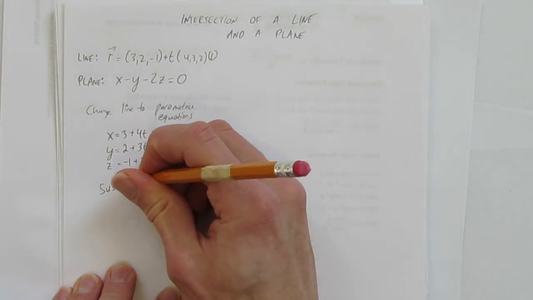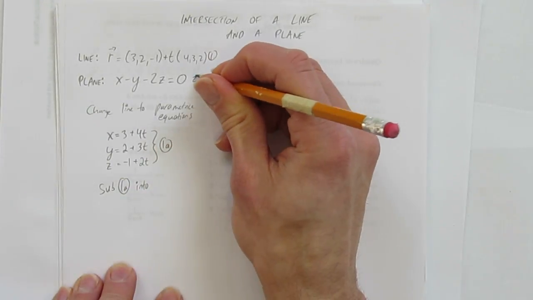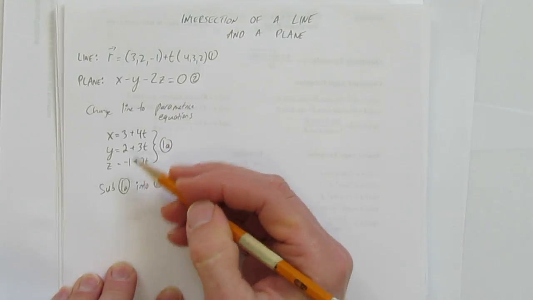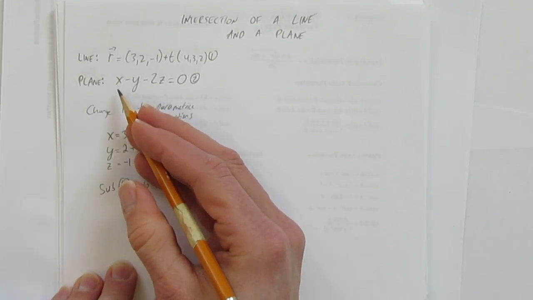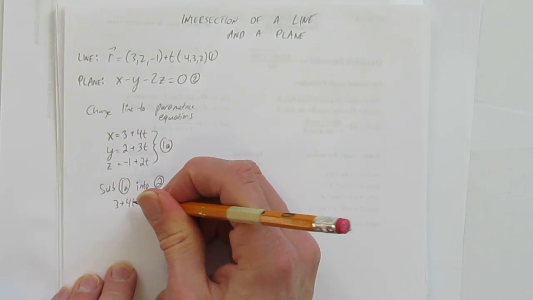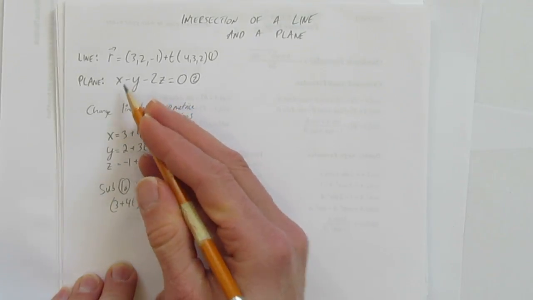I'm going to sub 1a into the plane. Let's call that equation 2. I'm going to sub 1 into 2. Sub the parametric equations of the line into the plane. So replace this x with this parametric 3 plus 4t. And why are we doing that? You don't need brackets. I'm just putting them so it's clear that's the x.